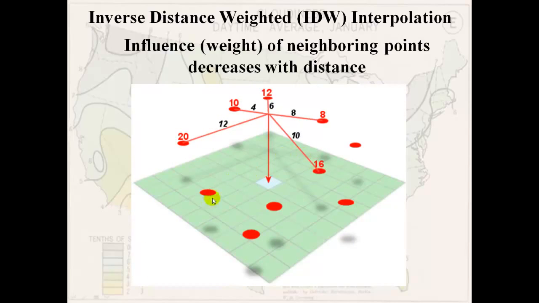This is a graphic that shows values that are projected onto a raster. This would be a value of 20 that's 12 units away from our unknown point. This is a value of 10 that's 4 units away from our unknown point. So we're going to apply a higher weight to the value of 10 because it's closer than we are to the value of 20, because it's further away.